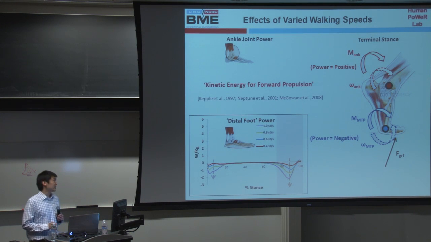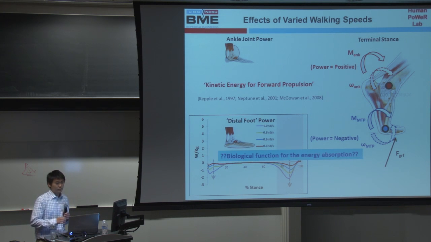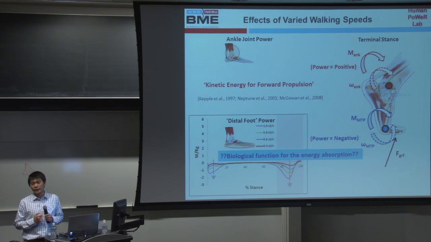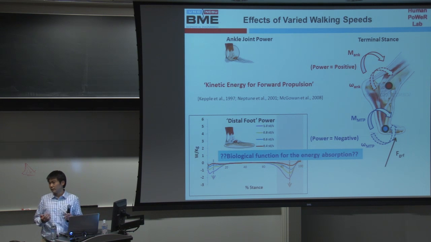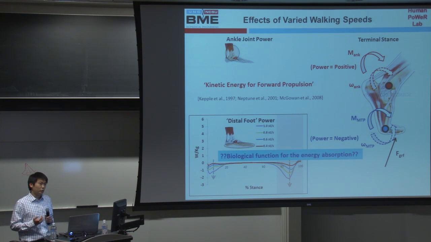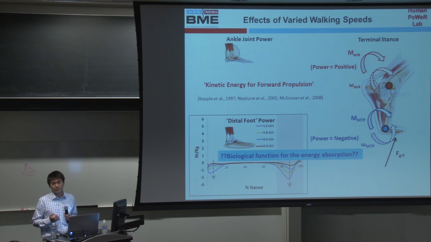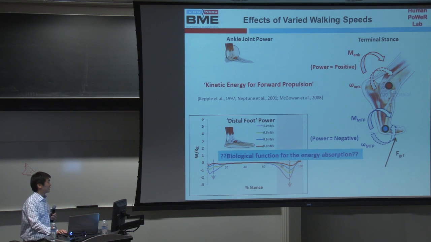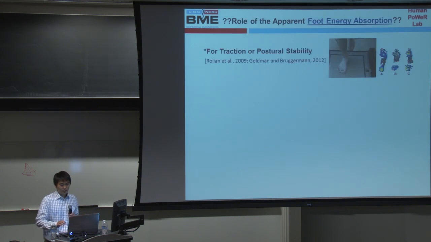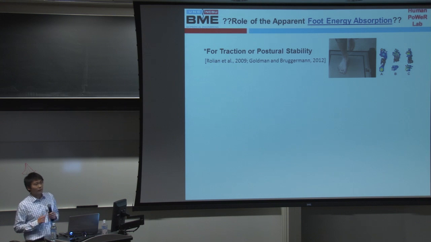Now, from many previous studies, modeling and experimental studies, we have a great understanding to suggest that the ankle joint power is important for supplying kinetic energy to the body to supply forward momentum. But if all of that is true, what's really the meaning behind this negative work done by the distal foot? It simply could be that it's bad design by nature, but we currently don't really have a good understanding of why this happens.